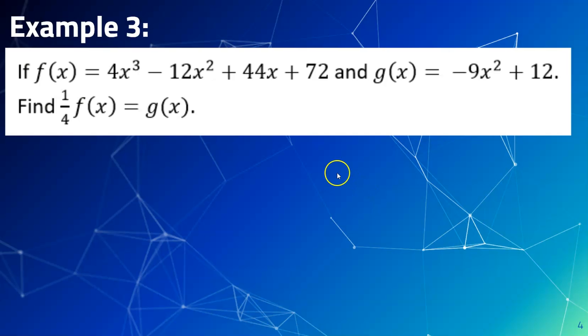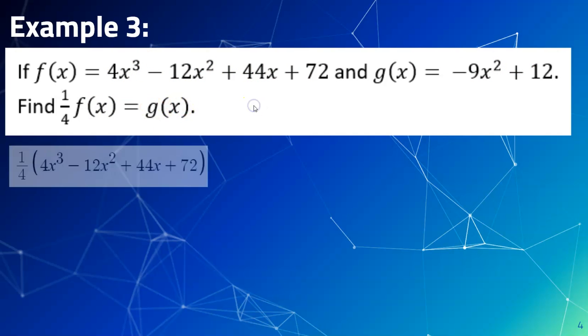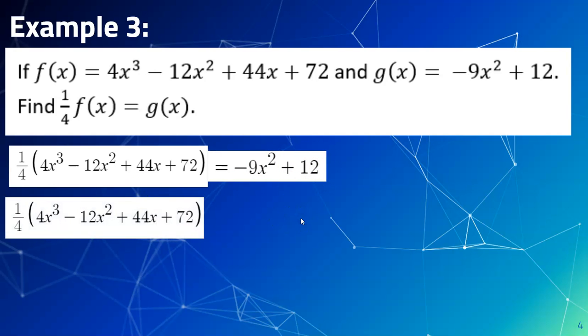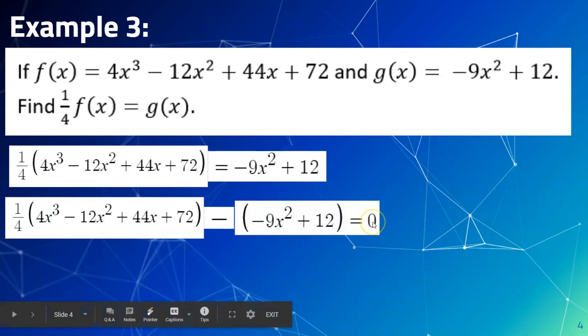All right, let's do another one. I have a polynomial here named f and a polynomial here named g. This time we want to do 1/4 f equals g. So the first thing I'm going to do is plug in our big polynomial for the f part and our polynomial for the g part. So I have 1/4 times the whole thing that's called f equals the polynomial we called g. And then I'm going to subtract this whole g polynomial to the left side. I have the 1/4 f, subtract the g, and that will equal 0.